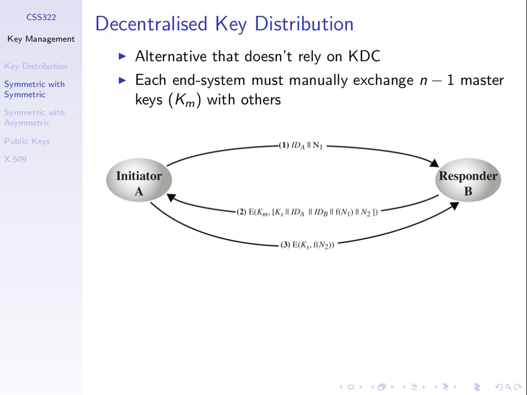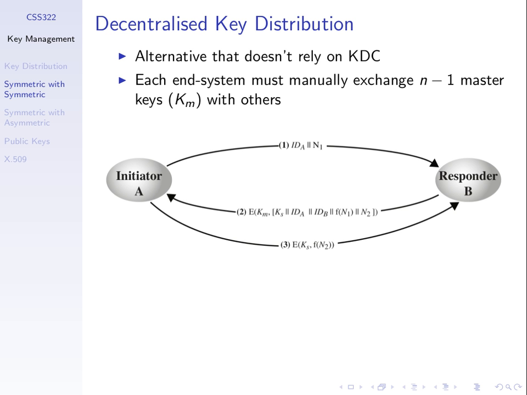And how does it work? Assuming A and B know KM, A says, I want to communicate with B. B selects a session key, KS, and responds, including KS, so B now knows KS. It includes the identity of A, who contacted it, the identity of B, and some operational function on the nonce value that A selected. If N1 was a random number, increment that random number by 1, and choose a new random number, N2, a new nonce value. Encrypt all of that with a master key. Only B and A have that master key.